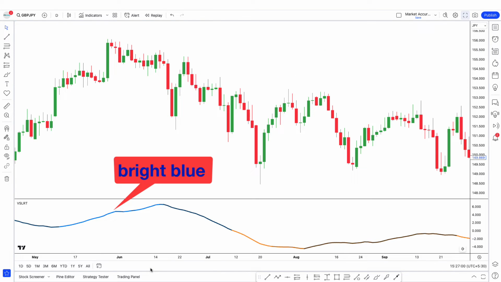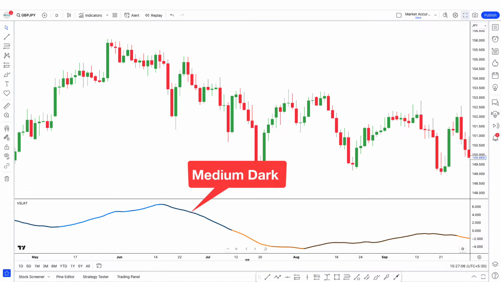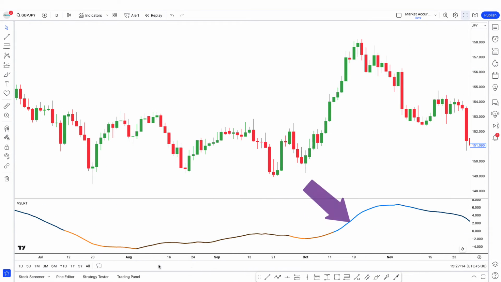When it's colored bright blue like here, that indicates that the strength of the bullish trend is increasing. This medium dark shade of blue indicates that the trend strength is decreasing. For this darker shade of blue, it indicates that the strength of the bullish trend is decreasing, and it happens when the volume does not support the trend.